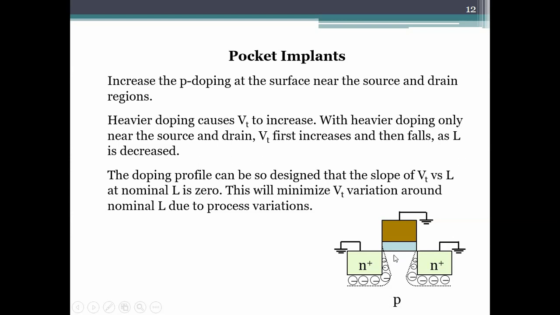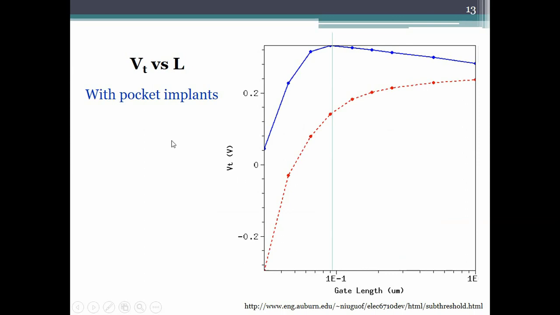So let's say plot of this. If we do pocket implants, then what happens is the threshold voltage actually increases as the channel length is reduced, because these pocket implants are only at the corners of the source and drain and they are higher doped, and so when their contribution becomes significant, the threshold voltage will increase, and then again it will start dropping when the channel length is made even smaller.